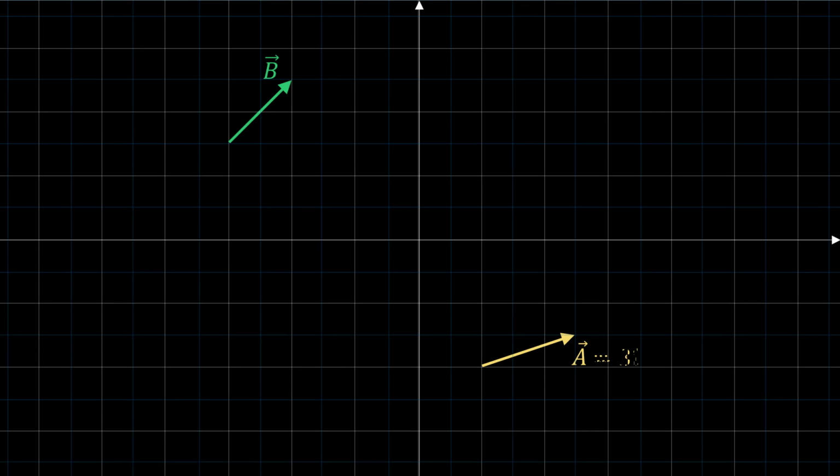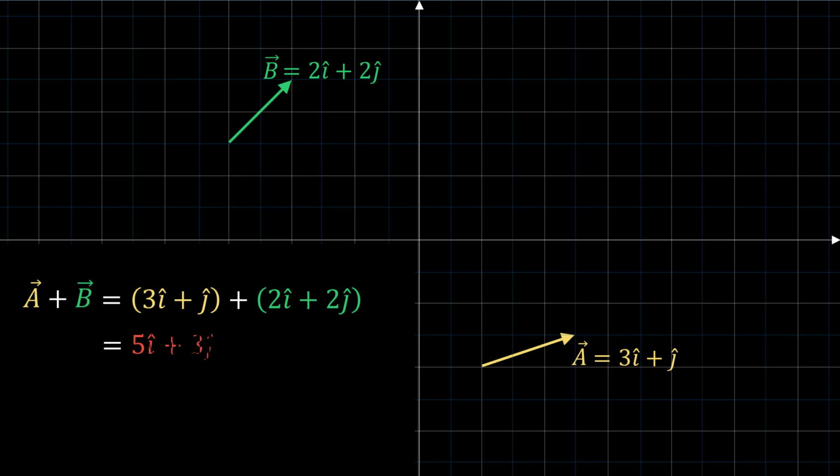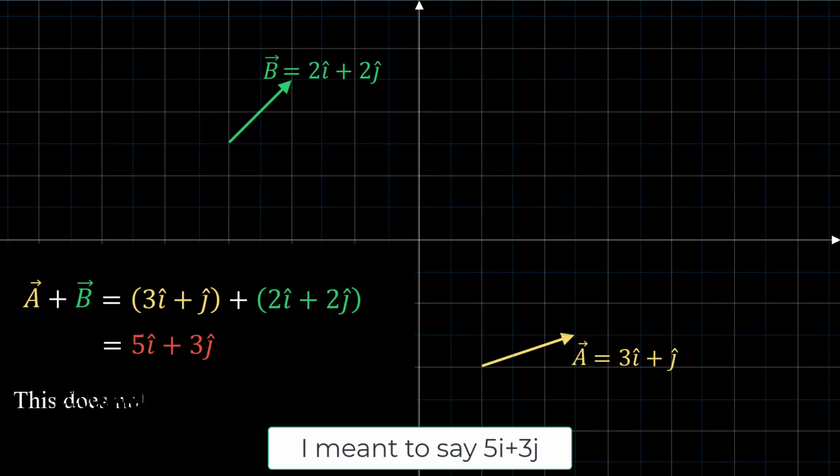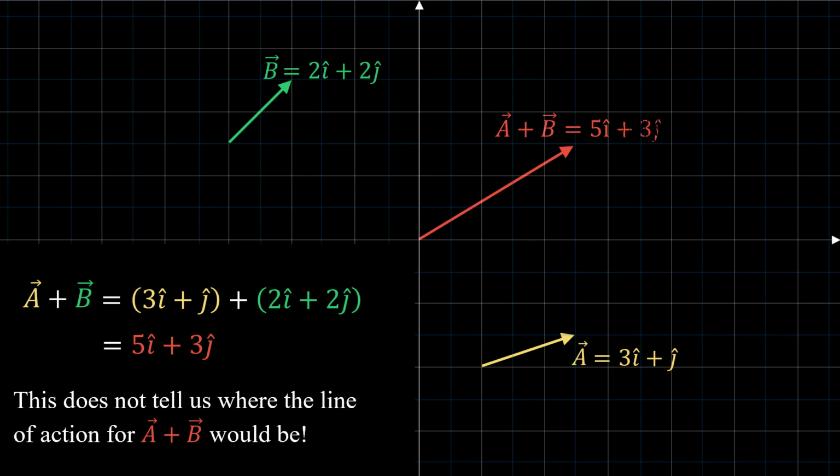One note that I want to make here is about adding vectors using the algebraic method. By algebraic method, I mean adding the i components to each other and j components to each other. The problem with this approach is that it just gives us the magnitude and the direction of the resultant vector and does not provide any information regarding where the line of action for the resultant vector would be. So, for example, here a plus b is equal to 5i plus 5j. But this does not tell us where the line of action for a plus b would be. It could be anywhere in the plane.